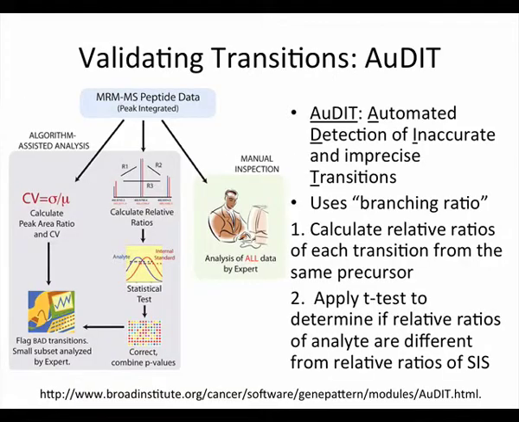Yeah. So there's another way of doing this called AuDIT. This was developed at the Broad, and they actually use this branching ratio to automate it. They look at the relative ratios between heavy and light, and through that they're able to say there is probably an interference in this ion.